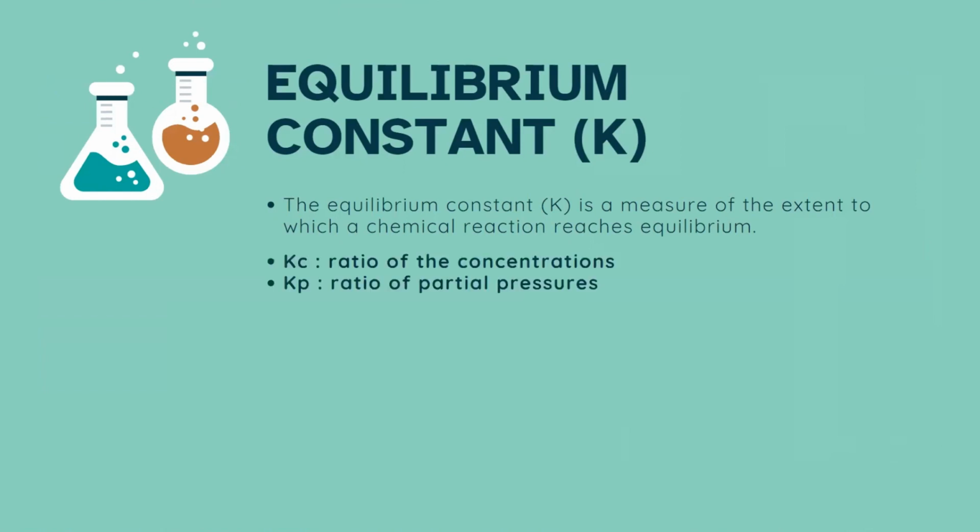As we can see here, it may be expressed as Kc for the ratio of concentrations, but it may also be expressed as Kp for the ratio of partial pressures. The expression of the equilibrium constant for a general reaction is shown here, where the small letters a, b, c, and d are the stoichiometric coefficients.